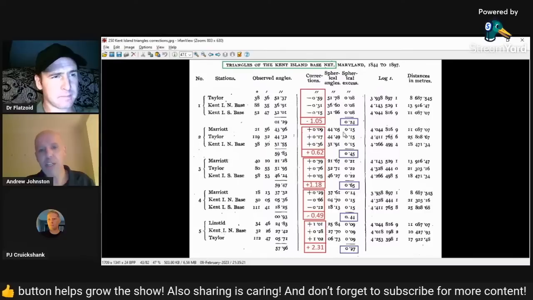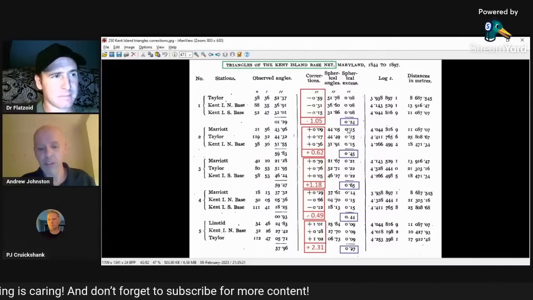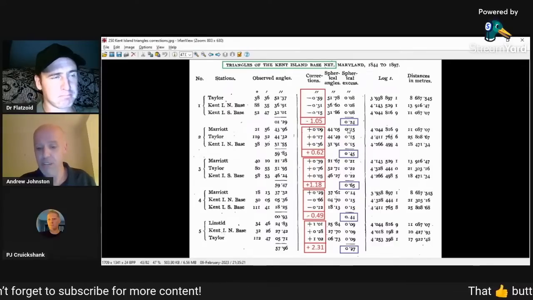And so in the blue, we now see that every single one of these triangles now has a very small amount of excess in it. So everything's good now from now on.